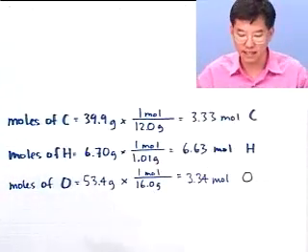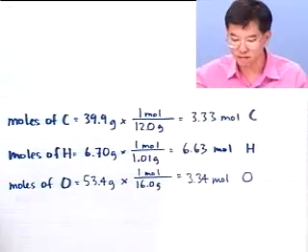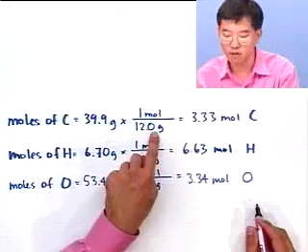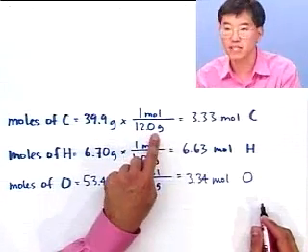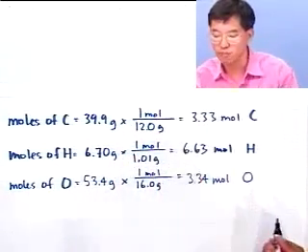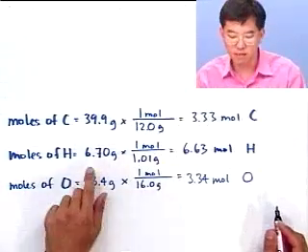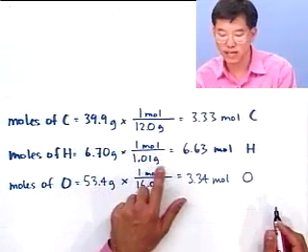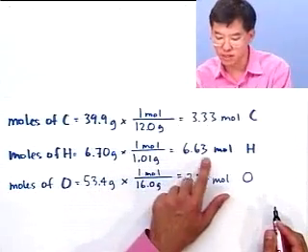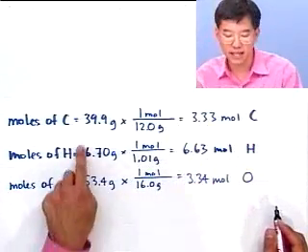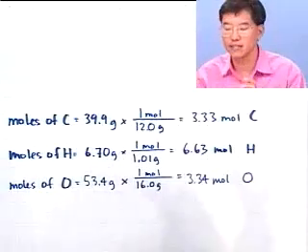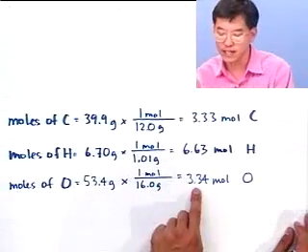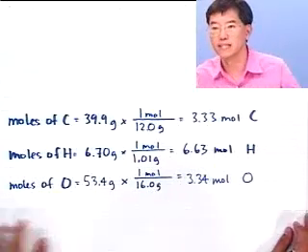I worked this out ahead of time. We take the mass of carbon, 39.9 grams, times 1 mole over 12.0 grams. That's the molar mass of carbon, and that gives us 3.33 moles of carbon. Similarly, for hydrogen, the molar mass is 1.01 grams, so this represents 6.63 moles of hydrogen. Of the mass of hydrogen in our 100-gram sample, 6.63 moles of it was hydrogen, and finally 3.34 moles of it is oxygen.